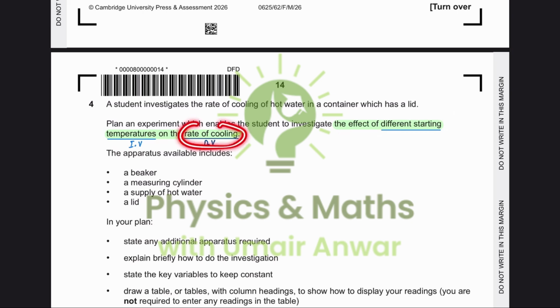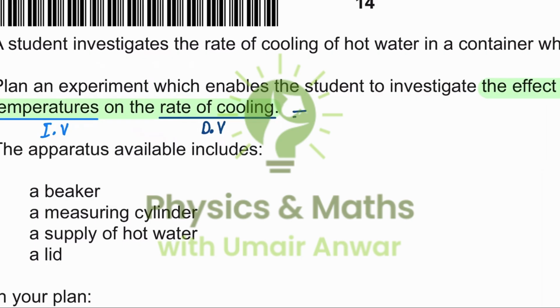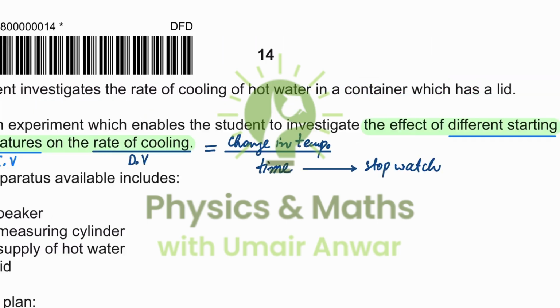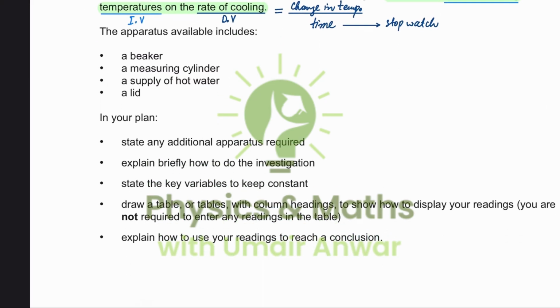The second thing is rate of cooling. Now remember, the rate of cooling means there are going to be 2 things involved in it. The first thing is change in temperature, which is again going to be measured using the thermometer. And for making it the rate of cooling, we are going to divide it by time. And for measuring the time, we have to have a stopwatch as well. So there are 2 main things which are missing here. The first one is thermometer and the second one is stopwatch. So this is going to answer the first point of the question.